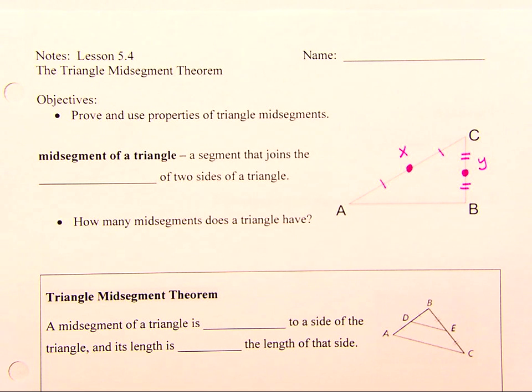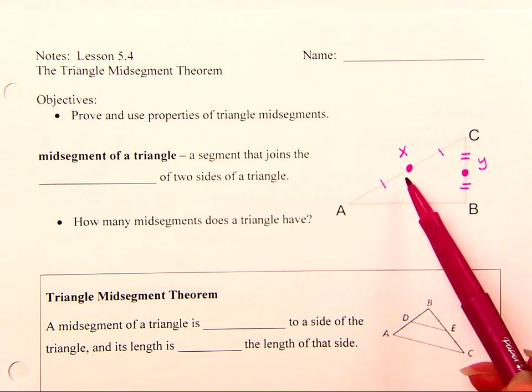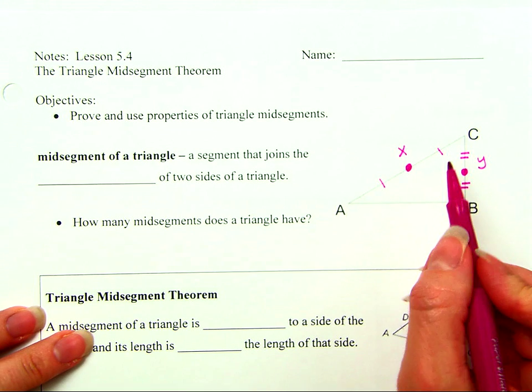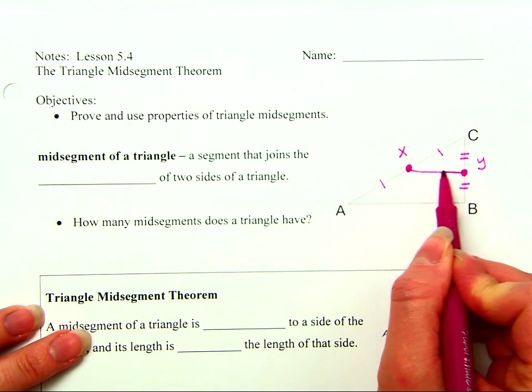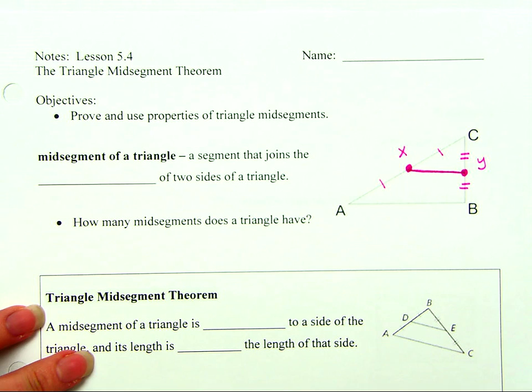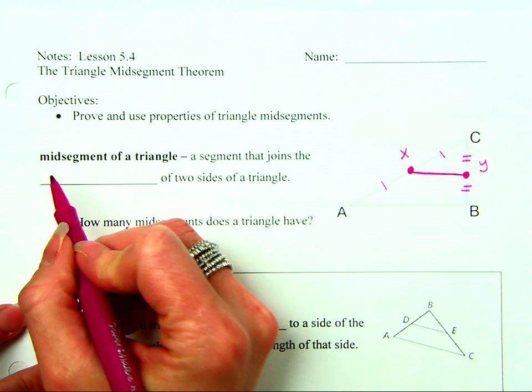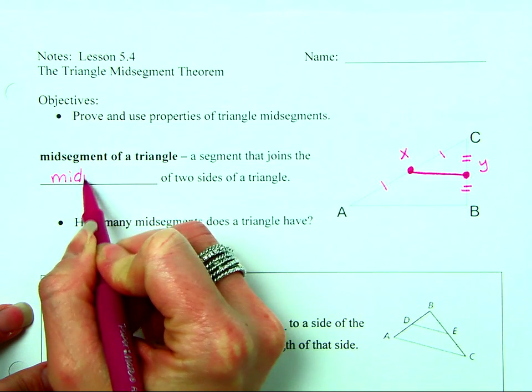In lesson 5.4, we're going to be talking about the triangle midsegment theorem. Now, if you look at my triangle ABC at the top of my note page, here my point X is a midpoint. Also, point Y is a midpoint, and I know that based on the tick marks. If I went ahead and joined them together, that line right there is a midsegment. So the midsegment of a triangle is a segment that joins the midpoints of two sides of your triangle.